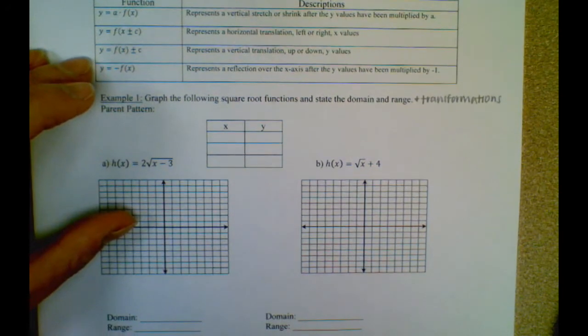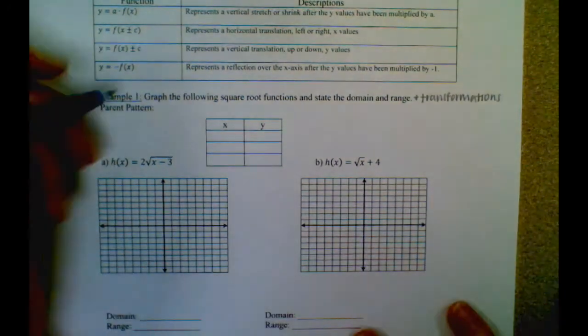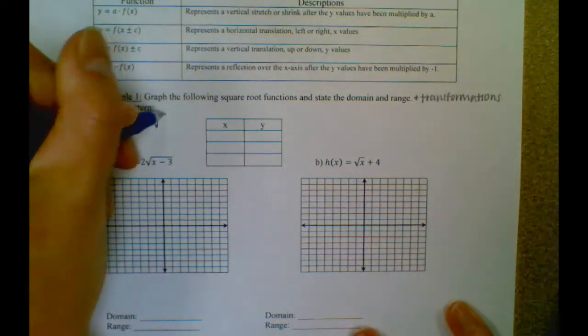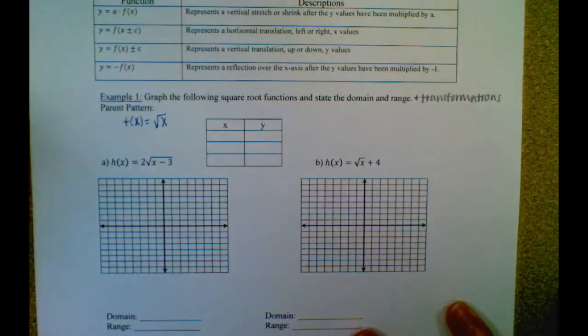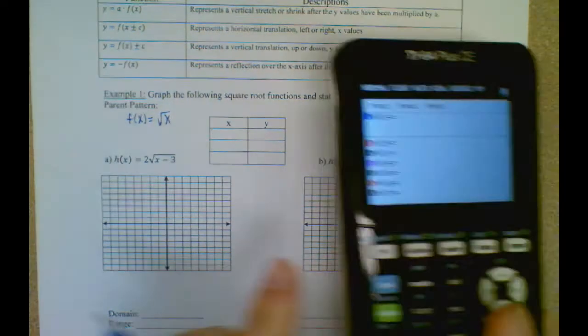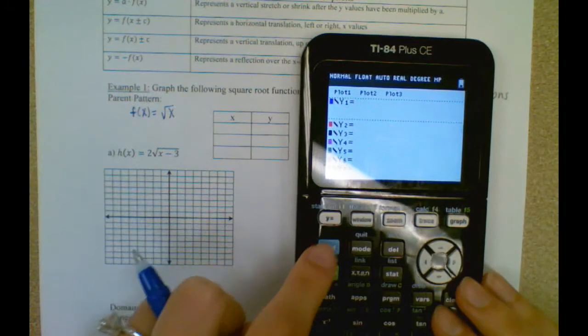All right, so example 1, we're going to graph the square root functions and state the domain and range, and also I want you guys to list the transformations, okay? The parent function of a square root function looks like this. We've all seen something like this before, right? So for the parent function, let's go ahead and look at just what that looks like.